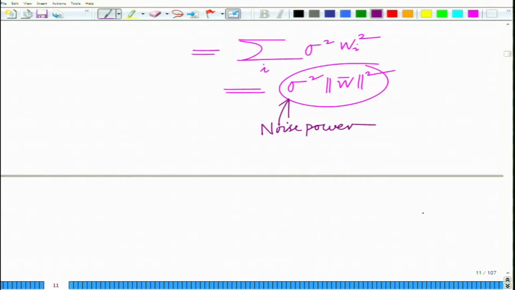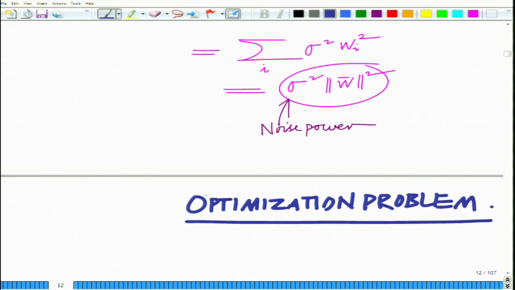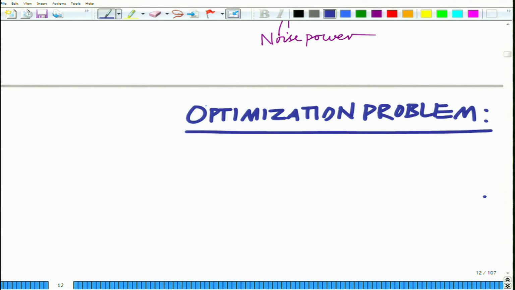Okay. And therefore, now I can formulate my optimization problem. The optimization problem for beamforming is to minimize the noise power. We have just found the noise power, that is, minimize sigma square norm W bar square. That is, you are minimizing the noise power.